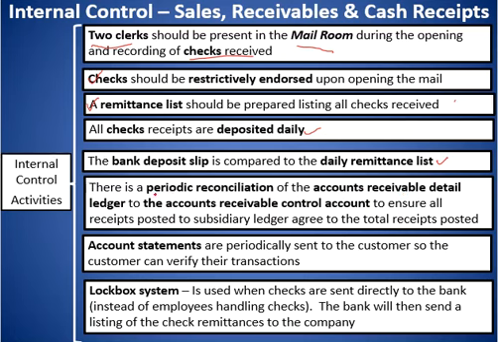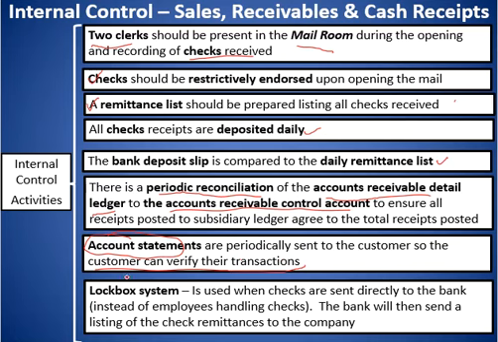There's a periodic reconciliation of the accounts receivable detail ledger to the accounts receivable control account to ensure all receipts posted to the subsidiary ledger agree to the total receipts posted. Again, as I mentioned in the previous slide, account statements are periodically sent to the customer so the customer can review and verify the transactions that have been posted to their customer accounts are correct.